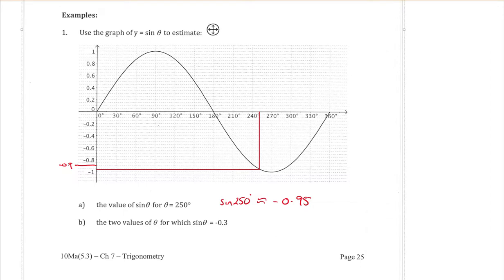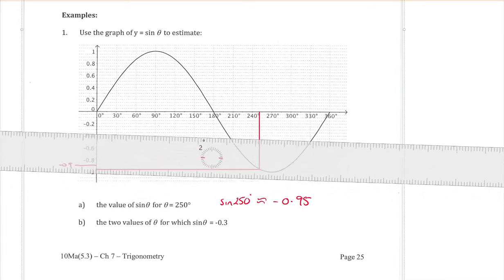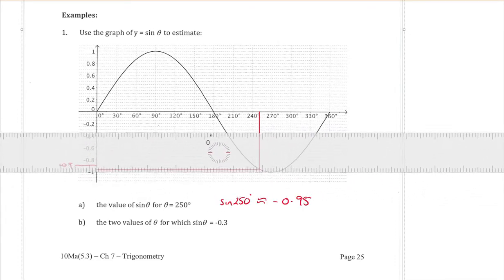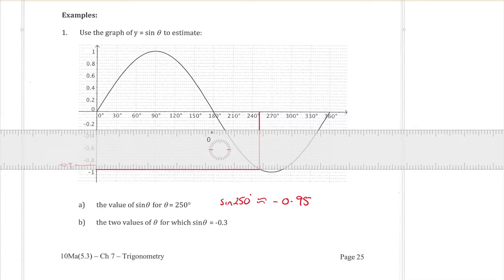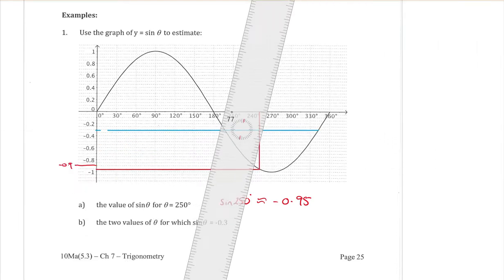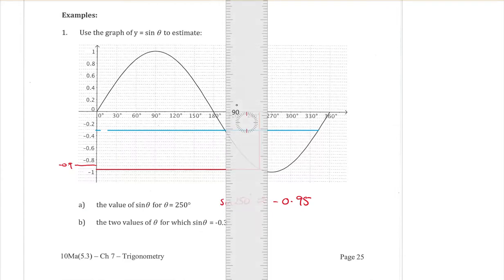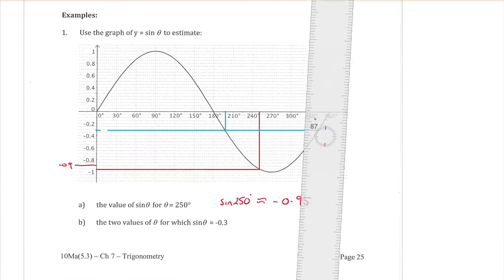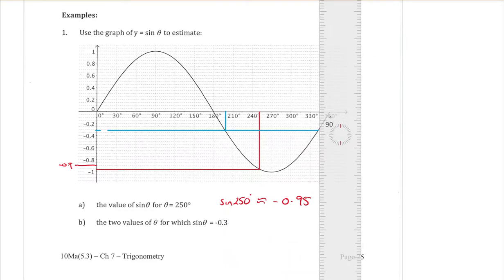Part B says find two values for theta for which sine theta is equal to negative 0.3. So that negative 0.3 is the y value. So on the y-axis, let's find negative 0.3, which will be directly in between negative 0.2 and negative 0.4. And we want to draw a line coming across. And we want to find the 2 points where it hits my curve. And then I need to come upwards. So it hits the curve there and over here.